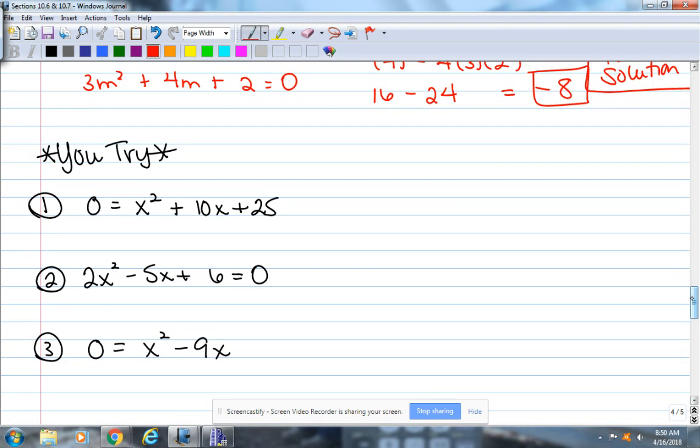I want y'all to try all 3 of those right now on your own. Okay, y'all, 3 doesn't have a C term, or does it? What is the C term? This is the same thing as saying plus 0. So use 0 for your C term on number 3. All right, I'm going to hush and leave you all alone. Those are all equal to 0 now, so just do your b squared minus 4ac. And tell me how many solutions, please.